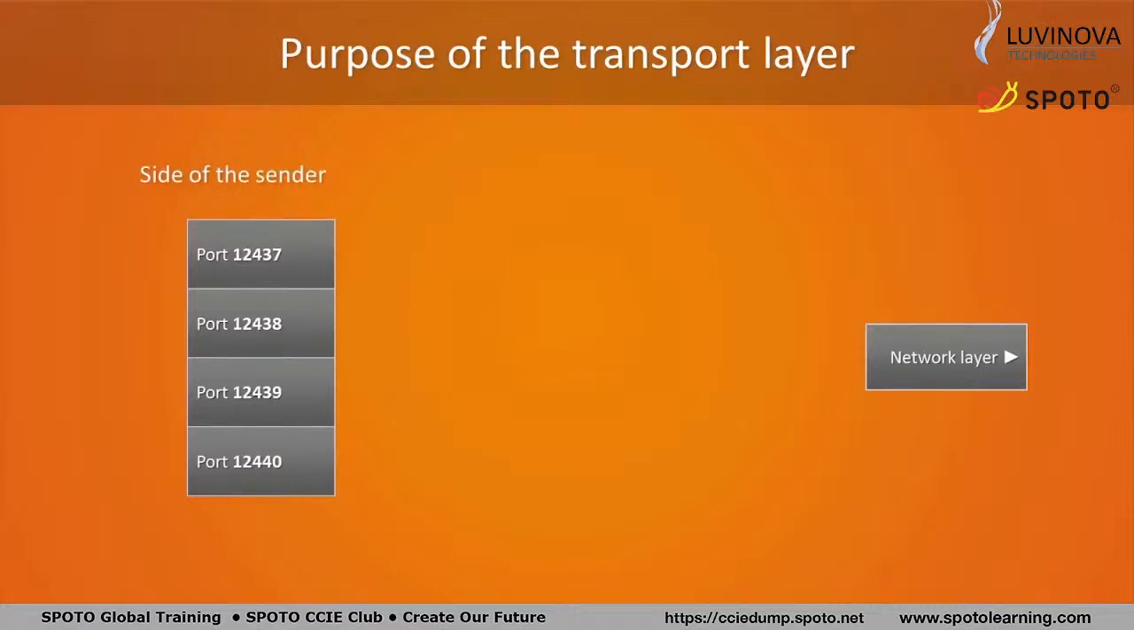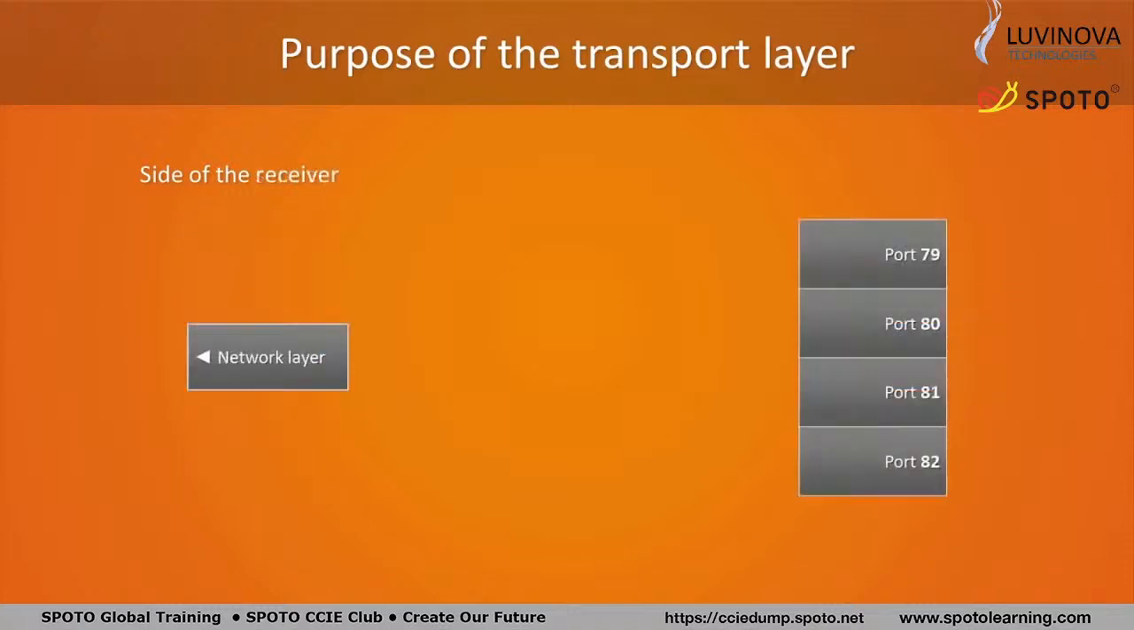Whenever the application layer creates a message, it is passed on to the transport layer. On this layer, we wrap the message inside what we call a segment. This segment contains some additional information, like the source port as well as the destination port. Then, when the segment is created, it is passed on to the network layer for further processing.